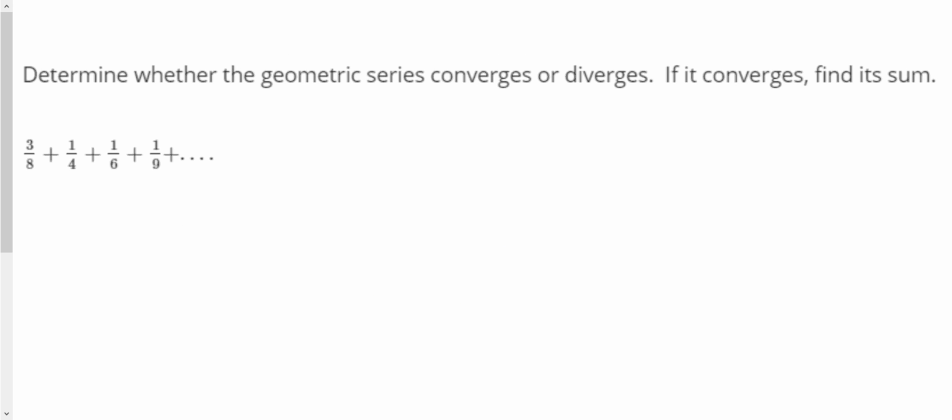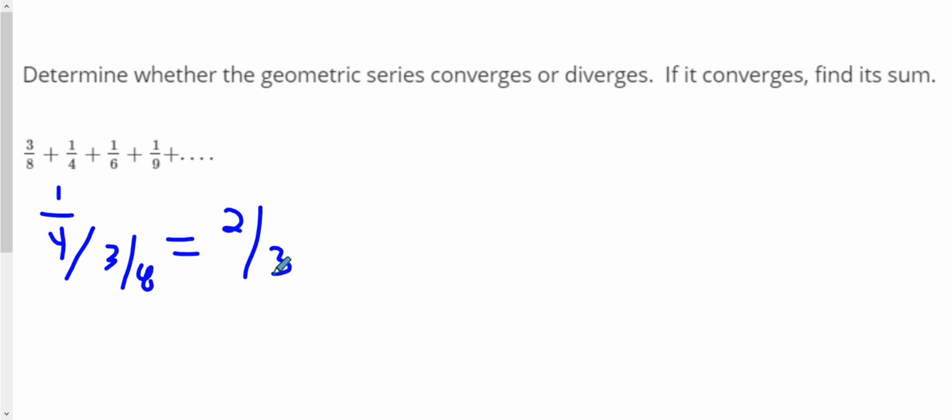But this next one, we are going to have something that converges, because when you find the R value, if you go 1/4 divided by 3/8, you end up finding that your R value is equal to 2/3. 2/3 is below 1, so we're going to say that this converges.